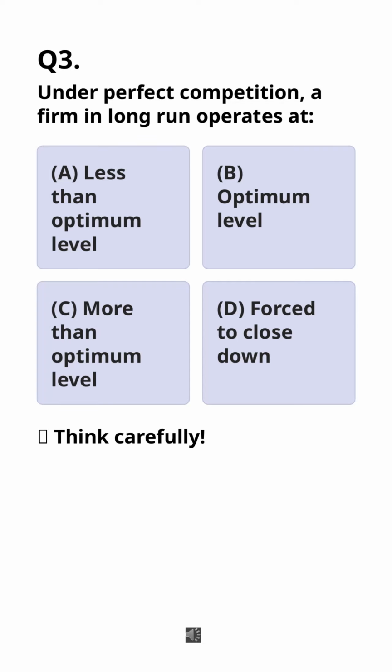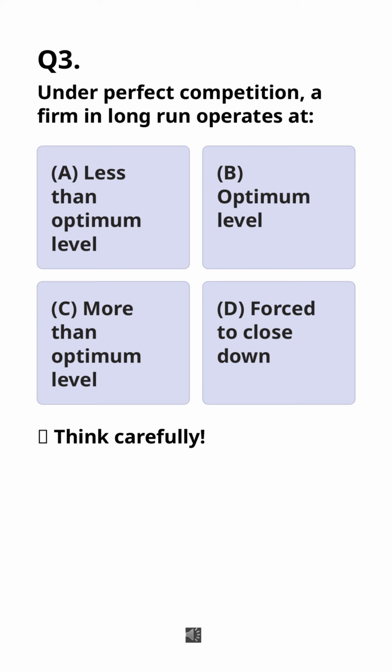All right, let's take a closer look at this slide. The key message here is to think carefully about how firms operate in perfect competition over the long run. First, notice the different levels of output shown. At point A, we have less than the optimum level. This means the firm isn't producing enough to maximize its potential profit or efficiency. Moving to point B, that's the optimum level of output, where the firm is operating most efficiently, balancing costs and revenues perfectly. Then, at point C, we see more than the optimum level.